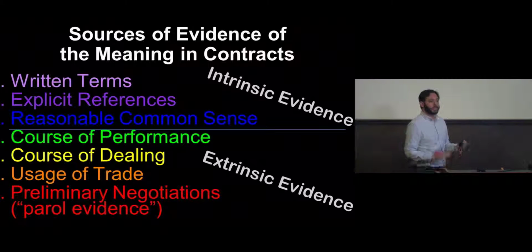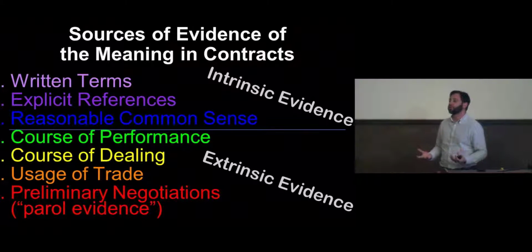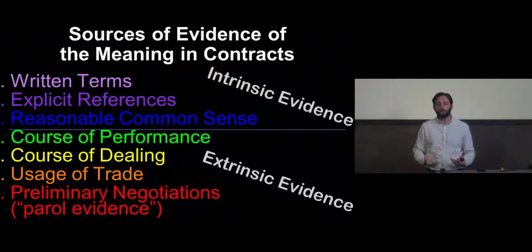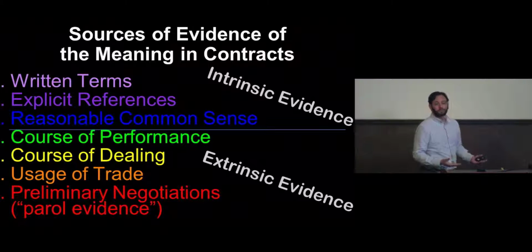Moving then to what is extrinsic evidence, our first and best source of extrinsic evidence is course of performance. That's what the parties did under this transaction. Then we have course of dealing, what the parties did in other transactions, and finally, usage of trade, which is what other parties do in similar transactions. And we're going to talk a little more about how the UCC discreetly prioritizes those.